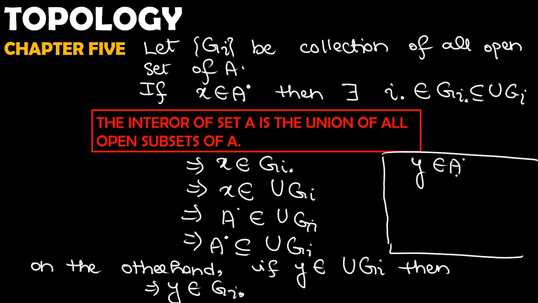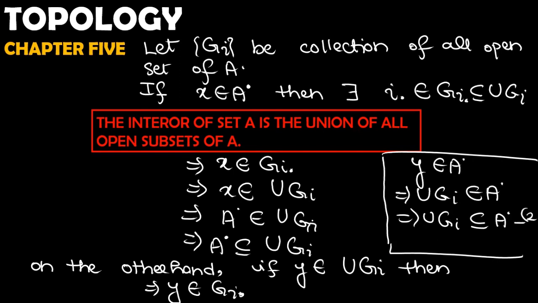This implies that the union of Gi naught is contained in A interior. So this implies that the union of Gi is a subset of A interior. So from equation 2 and from equation 1, the interior of A is equal to the union of Gi, which is the union of all the open subsets.